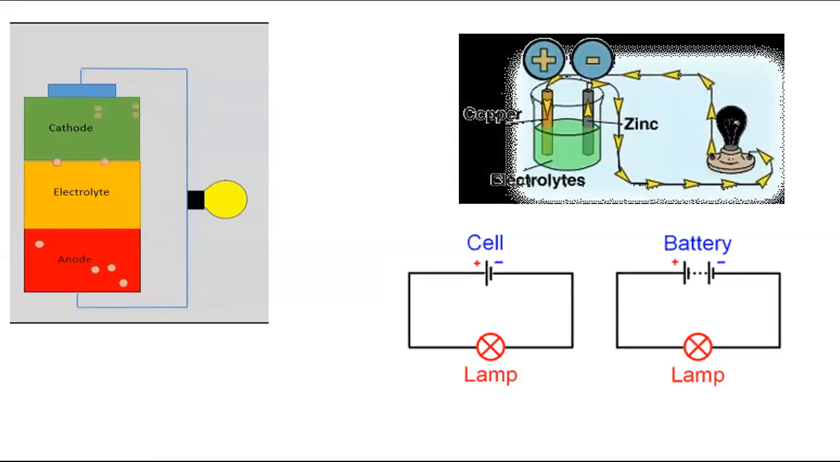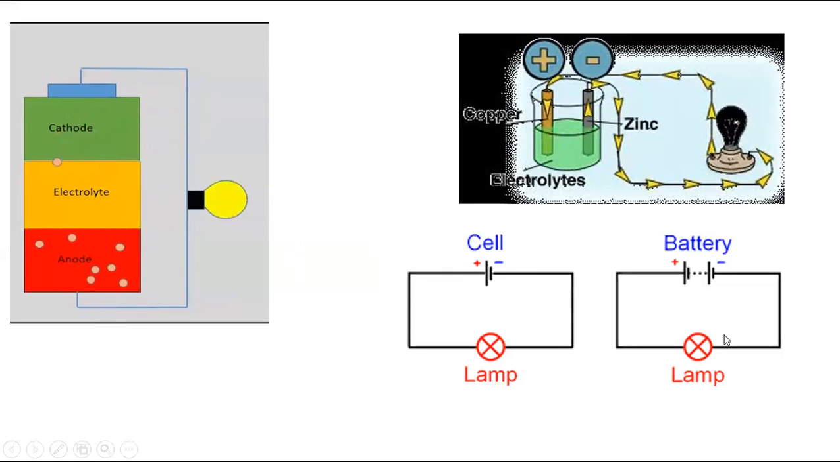A battery is a combination of a number of cells. Each cell has two electrodes, a positive electrode and a negative electrode, followed by an electrolyte solution. A cell is the basic unit of the battery. Now you can see the animation here. A battery is a combination of two or more cells, or n number of cells.